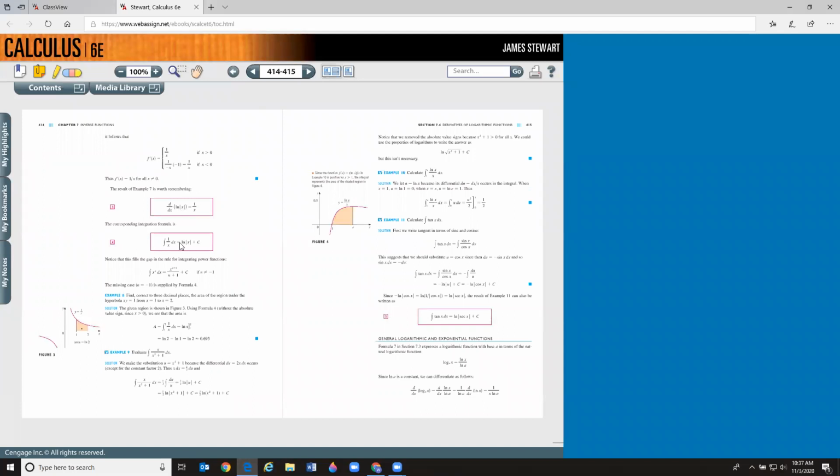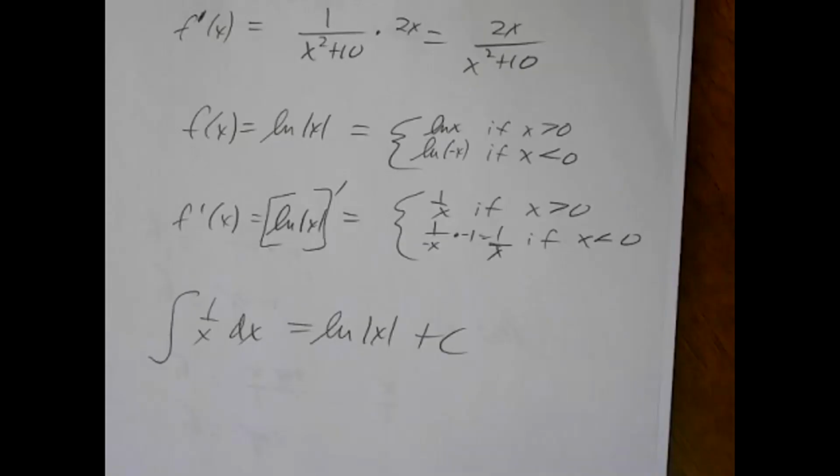I was not sure if this was here or not, but the integral of 1 over x dx is the natural log of the absolute value. All right, so good. It's there. I couldn't remember if it was in the book or not.